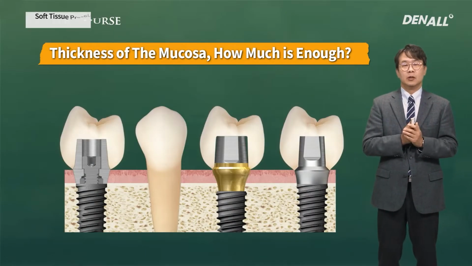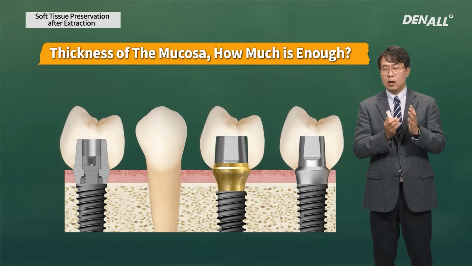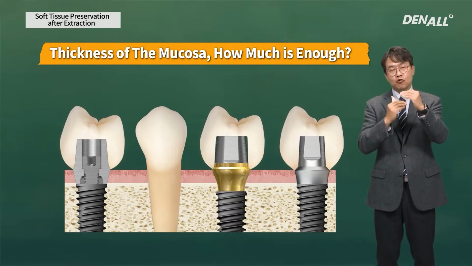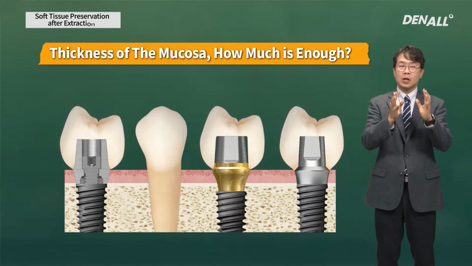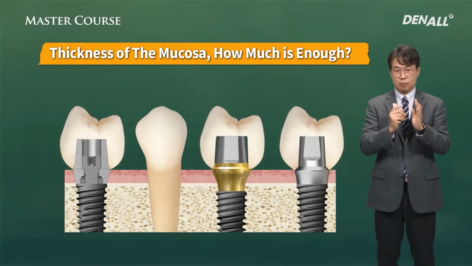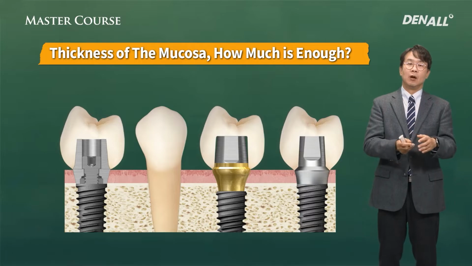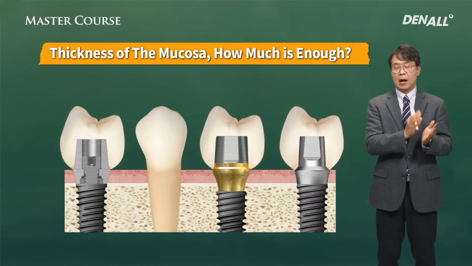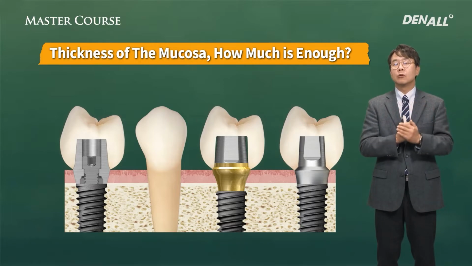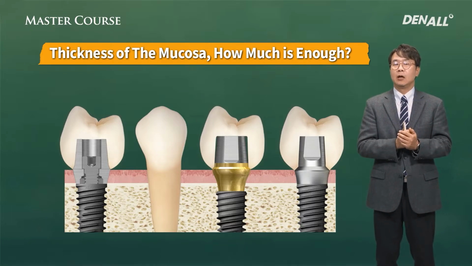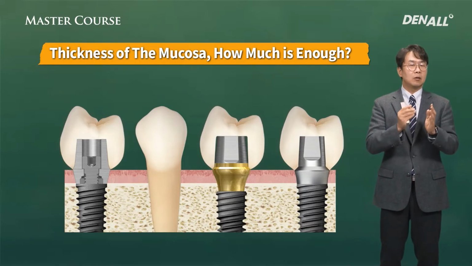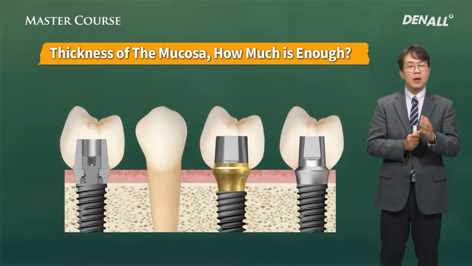If you look here, the thickness of gingiva around implants, how much is sufficient? According to studies, occlusally 2.1 millimeters, 6 months post-op, around 2 millimeters. So we need to consider that when we place an implant.